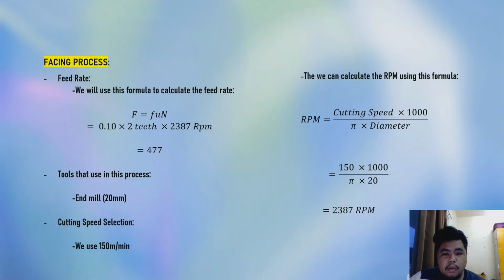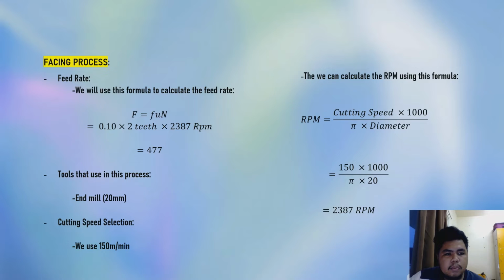So we proceed to the machining setting. There are 4 requirements that we need to find for machine setting. First is feed rate. We need to calculate the feed rate. Second is the tool that we use in this process. Third is cutting speed selection, and fourth is the RPM.